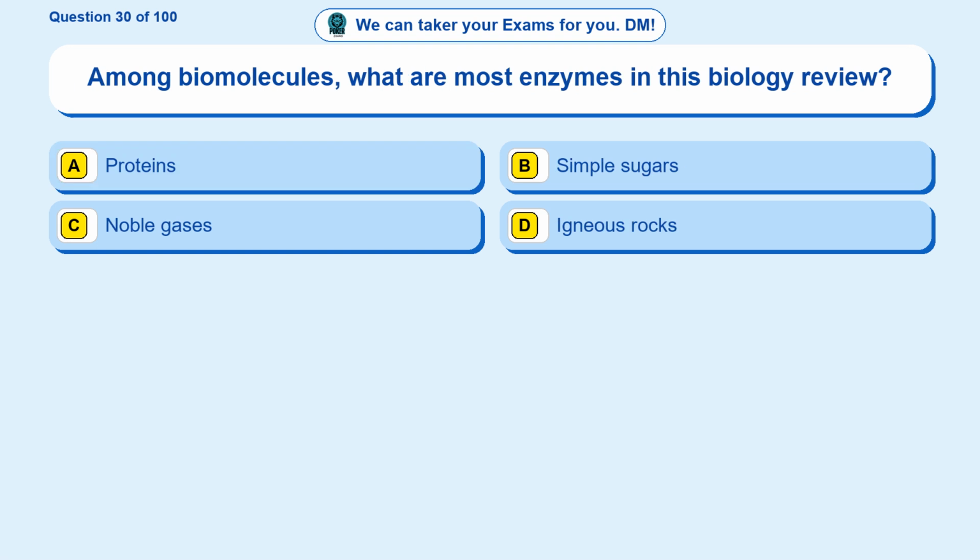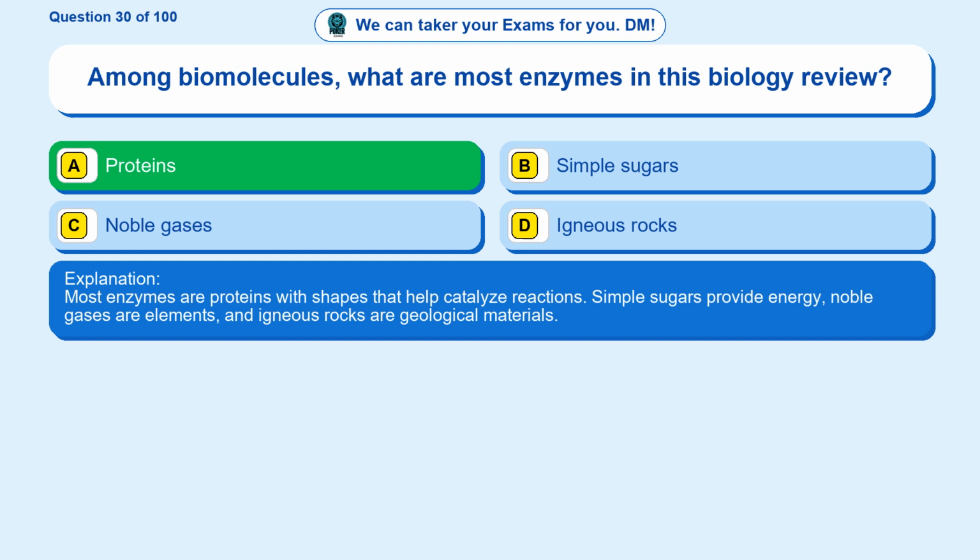Question 30. Among biomolecules, what are most enzymes in this biology review? Option A, proteins. Option B, simple sugars. Option C, noble gases. Option D, igneous rocks. The correct answer is option A. Proteins. Most enzymes are proteins with shapes that help catalyze reactions. Simple sugars provide energy, noble gases are elements, and igneous rocks are geological materials.